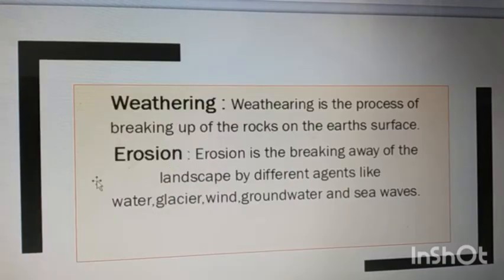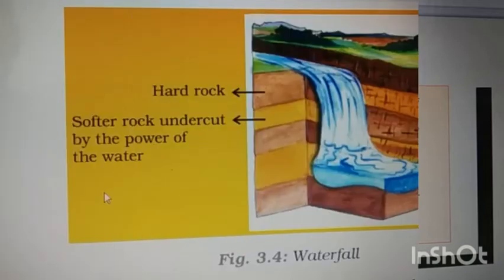Weathering. Weathering is the process of breaking up of the rocks on the earth's surface, and erosion is the wearing away of the landscape by different agents like water, glacier, wind, groundwater, seawater, ice, etc. Because of that, the landscape is being continuously worn away.